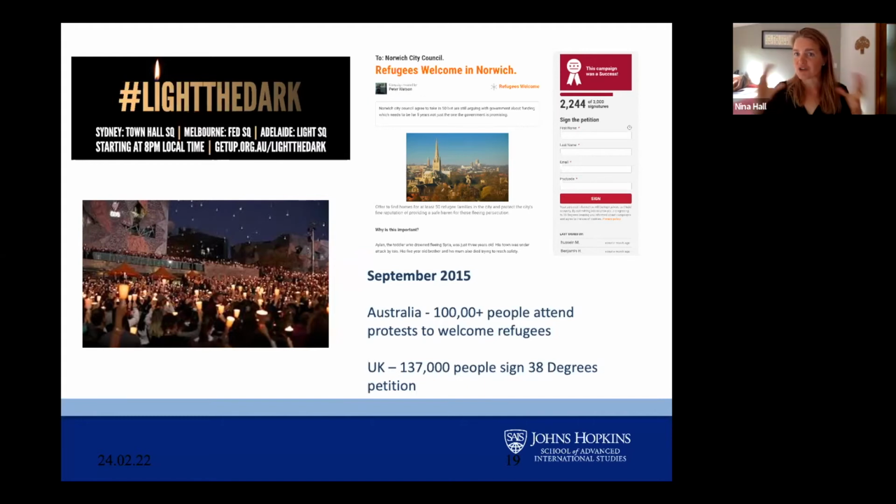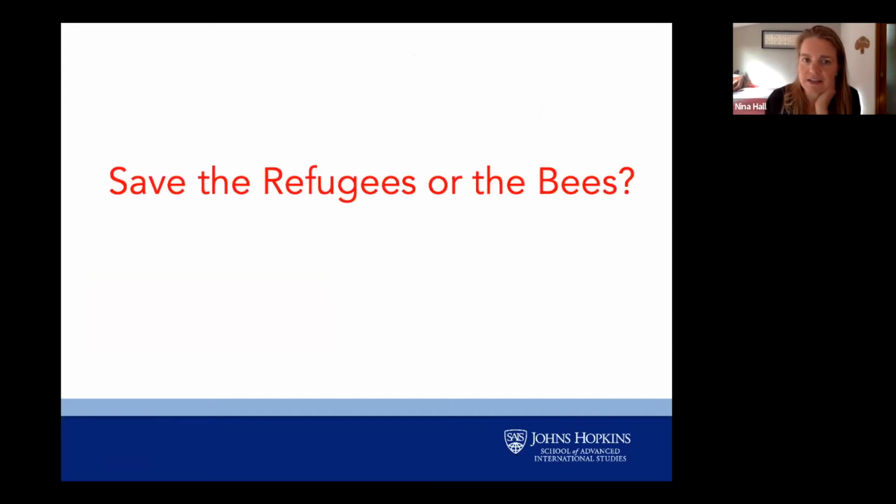Again, this was part of a groundswell of public shift in public opinion. And after a few days, the Australian government also agreed to increase its refugee intake. And I should note, in both of these cases, these were quite limited emergency intakes. They weren't like sustained sort of refugee intakes.